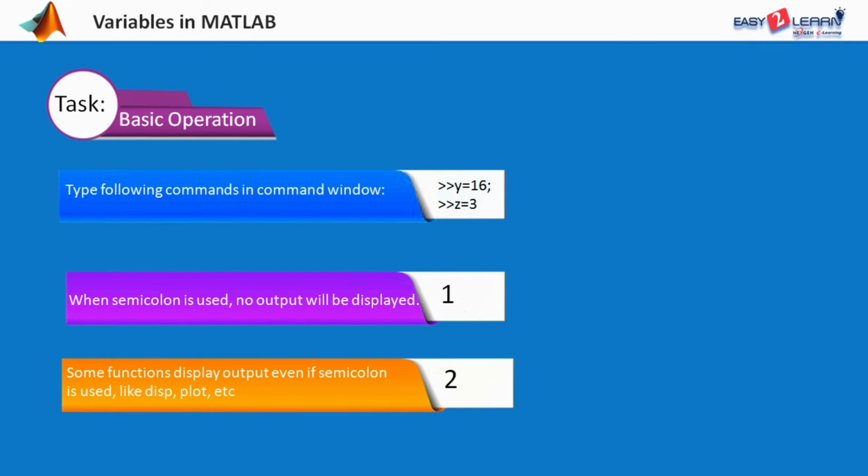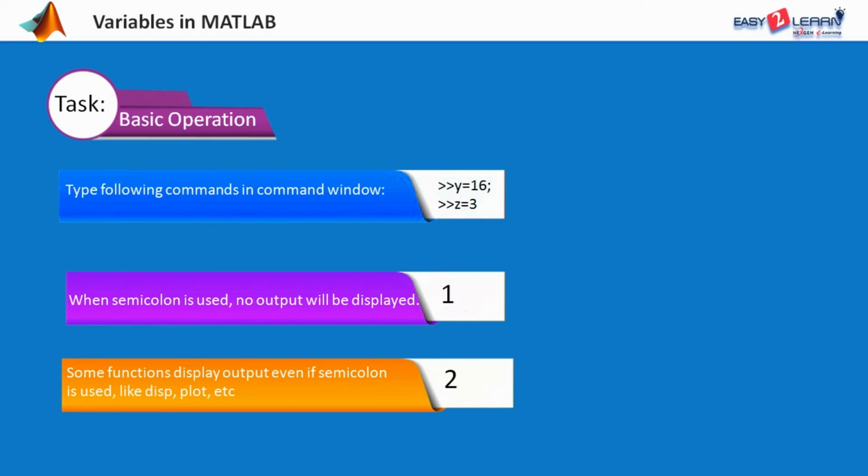Next is basic operation task. You must try these operations in your MATLAB software in the command window. Just write y equals 16 and conclude that statement with the semicolon. And in the next statement, just write z equals 3 or some other value for z. Then you will find that there is a difference in the display of both the results. When a semicolon is used, no output will be displayed. But when you do not use a semicolon, then the output will be displayed as z equals 3.